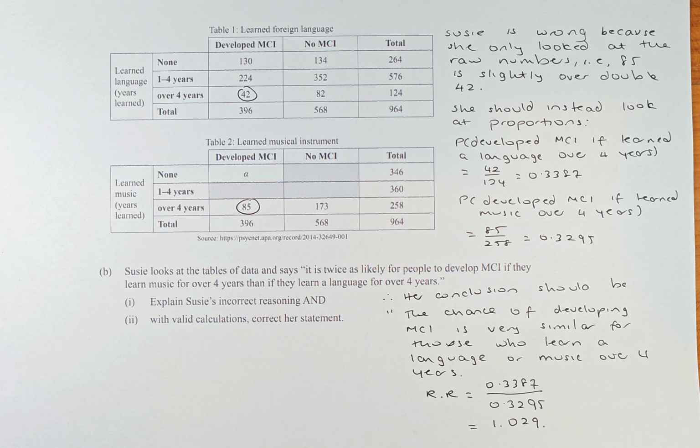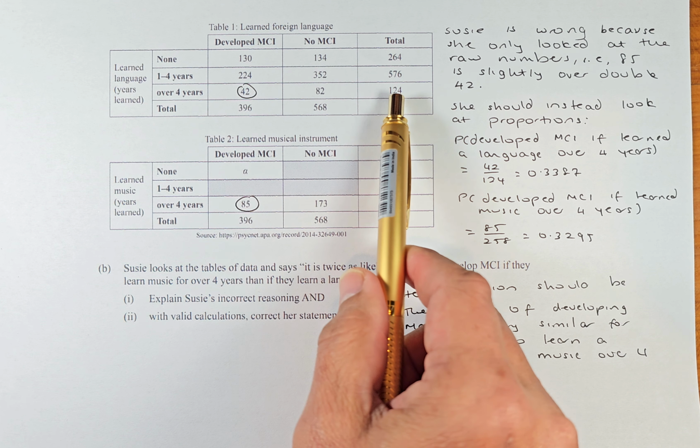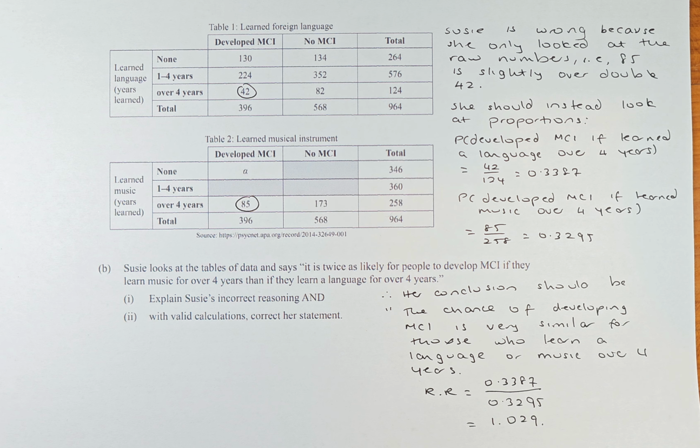So we are going to calculate the probability they develop MCI if they learn a language over 4 years. So remember, language is the top part. So the proportion is going to be 42 out of the total of 124, and the probability is 0.3387. Please check the calculator for me, and that should be giving you the answer of 0.3387 when you divide 42 by 124.